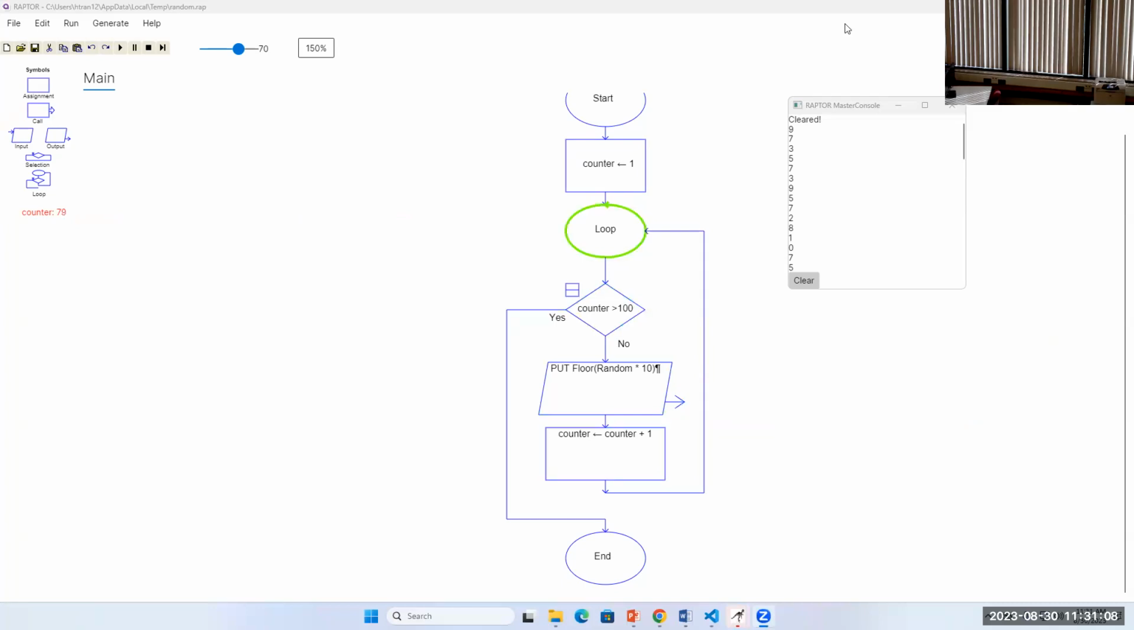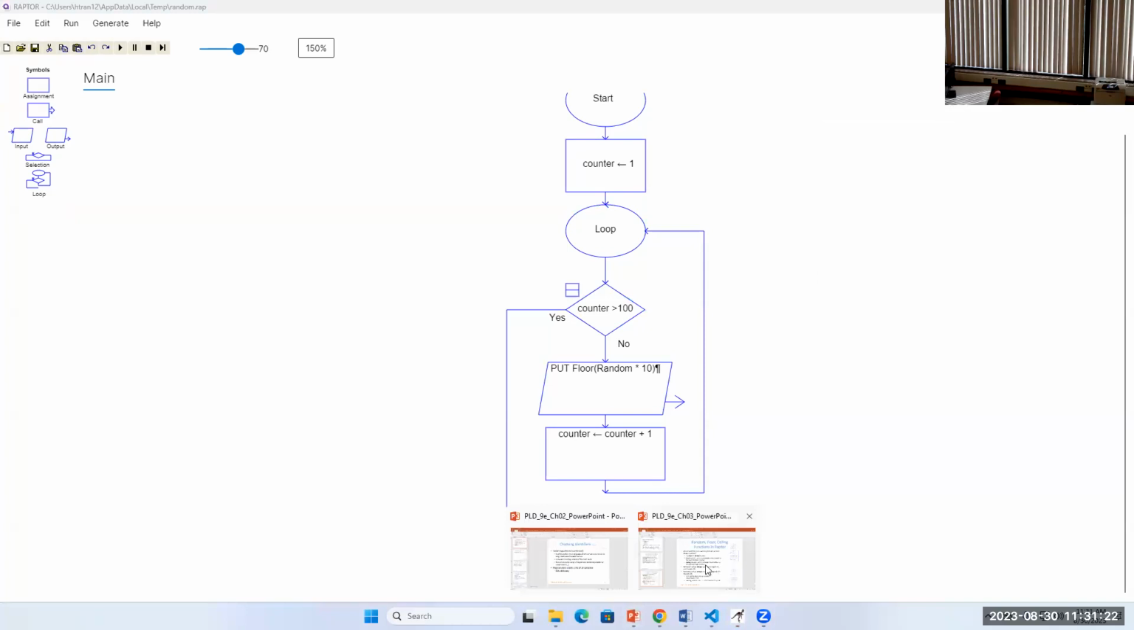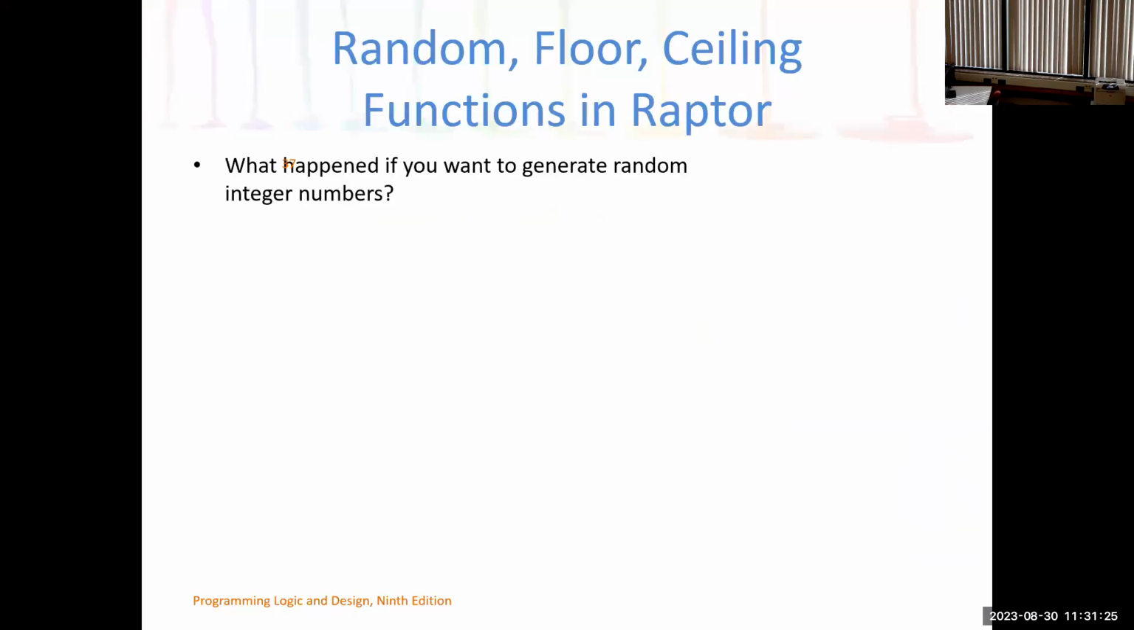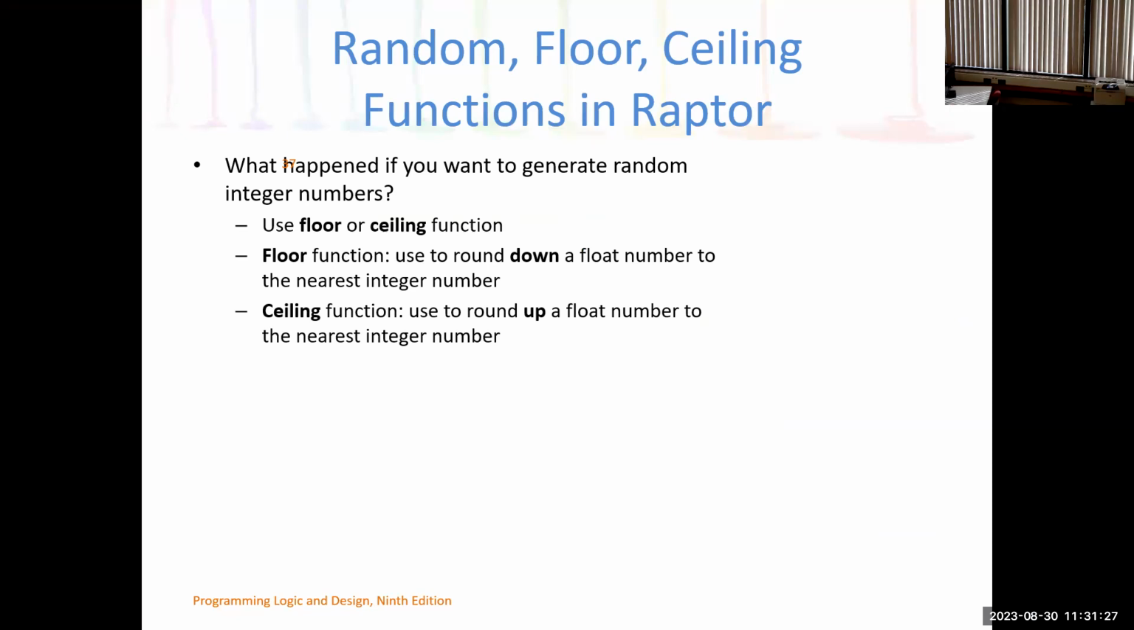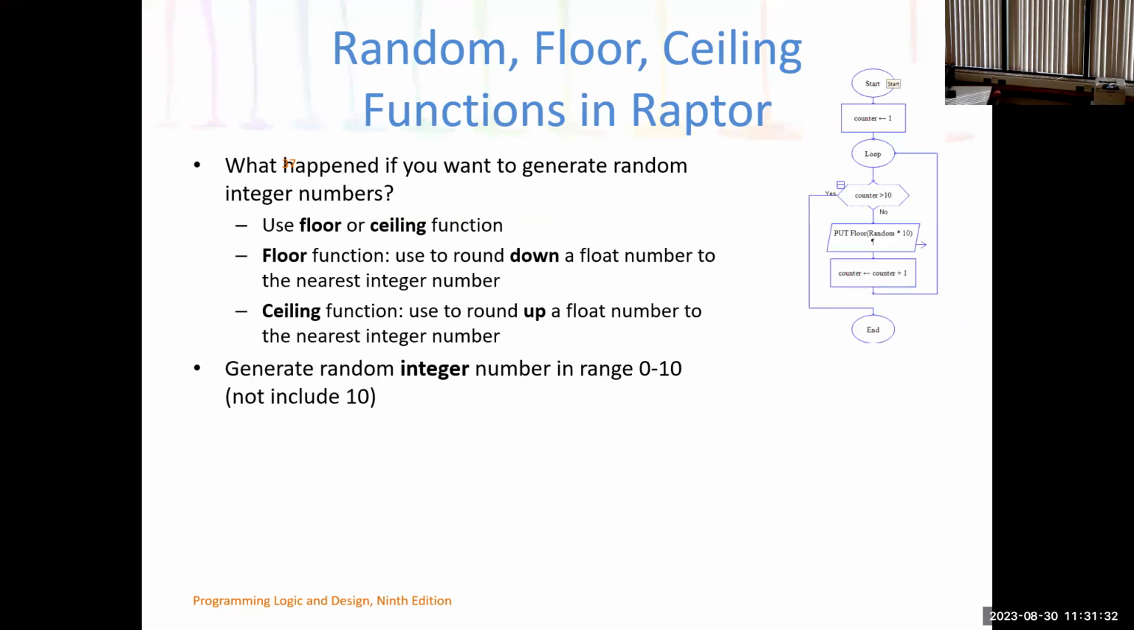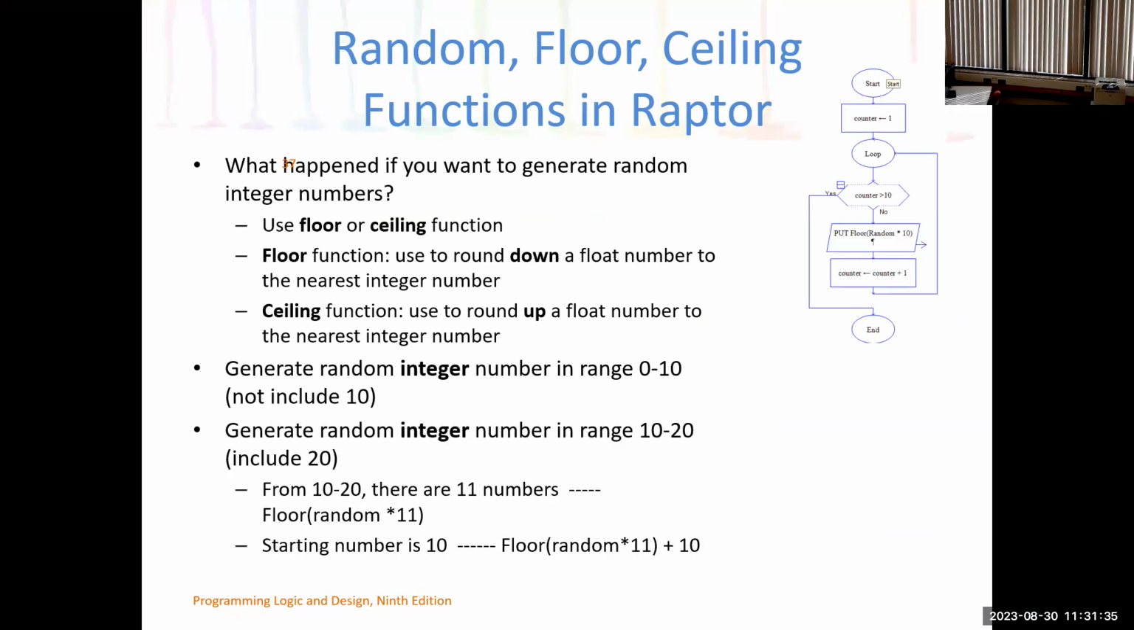And of course, sometimes you can use a ceiling function. It's up to you. But you have to understand that the floor function always rounds down, and the ceiling function rounds up. Makes sense? Any question? So we can use a floor function or ceiling function. For a range from 10 to 20, you have 11 numbers, so you times it by 11, and you plug in 10.